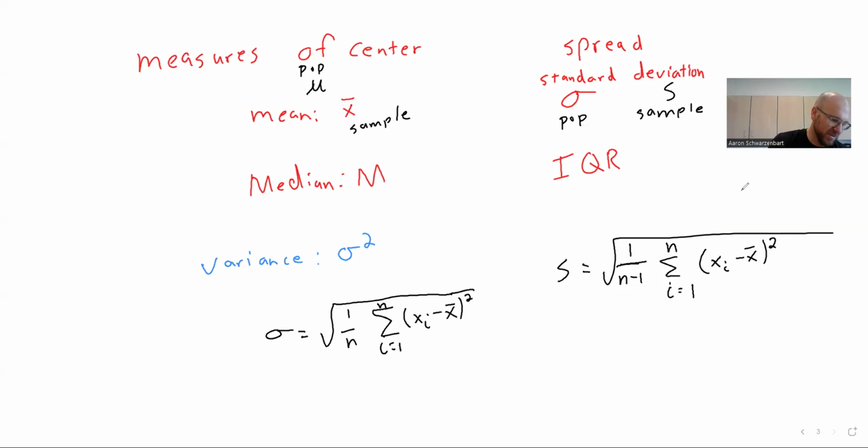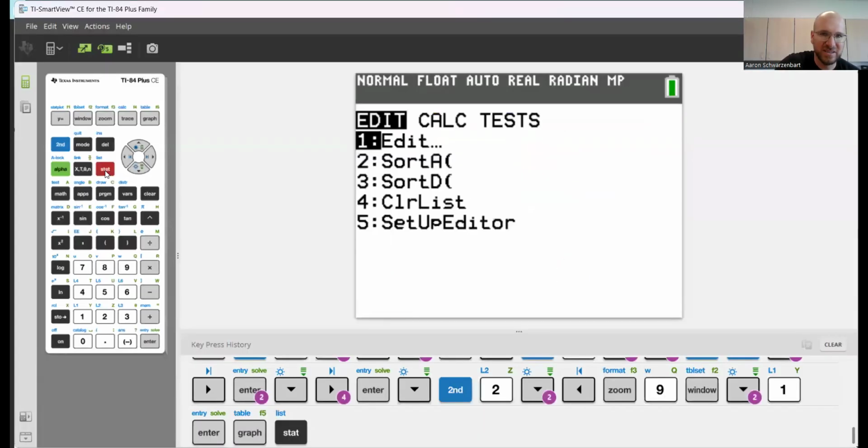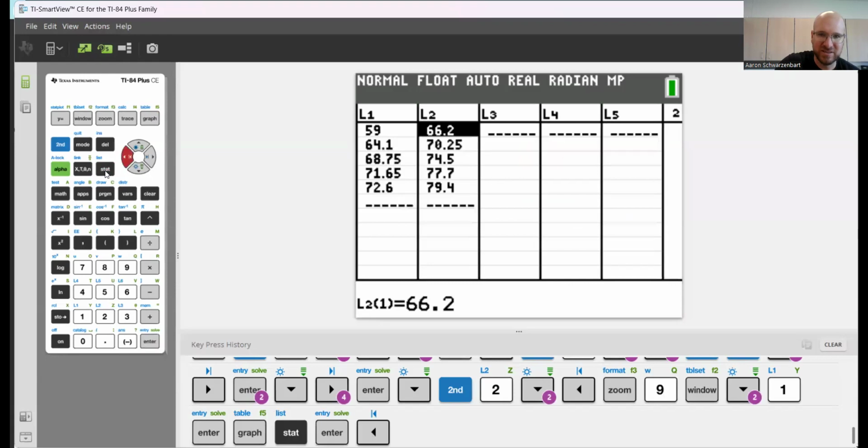So we're going to calculate this by hand. Example 10 gives us a bunch of data, and so we're going to put that all in the calculator. Please put it in your calculator with me. So I'm going to flip over to the calculator, and I'm going to go stat, edit, and go to my lists.